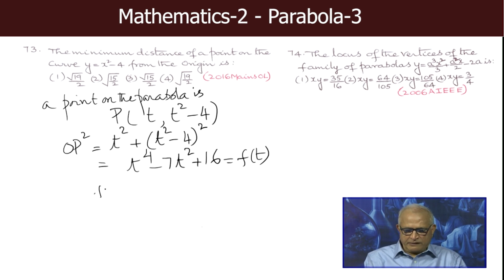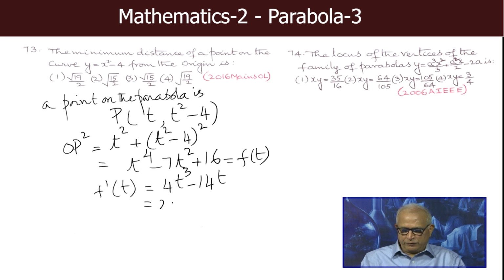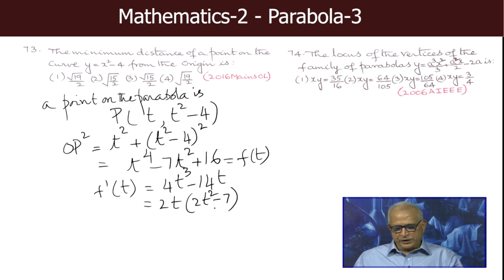Then f dash t, using a little calculus, is 4t cubed minus 14t, or 2t into 2t square minus 7. Well, t cannot be 0, because when t equals 0, P will be the origin. So that point of course does not lie on this parabola. Therefore, t square equals 7 by 2.